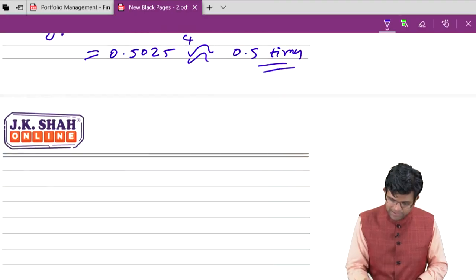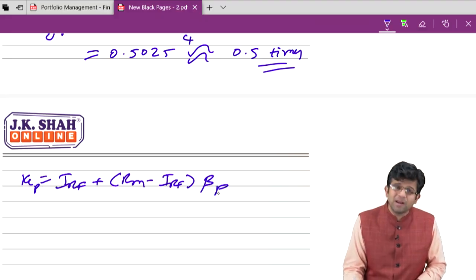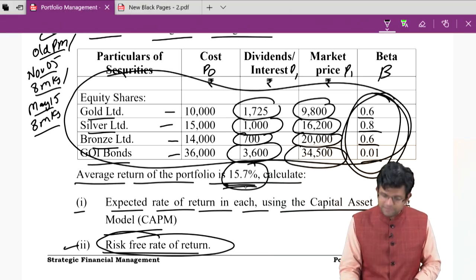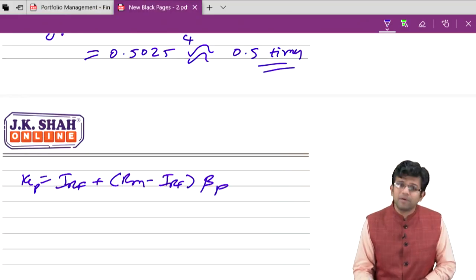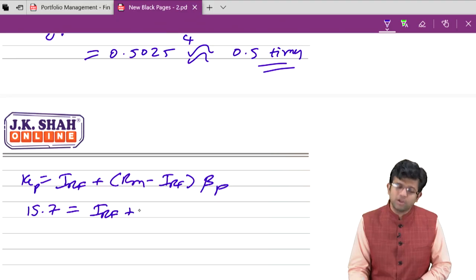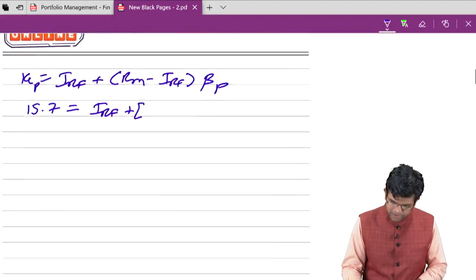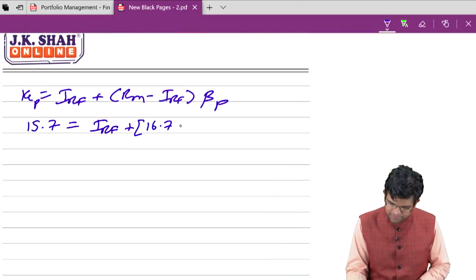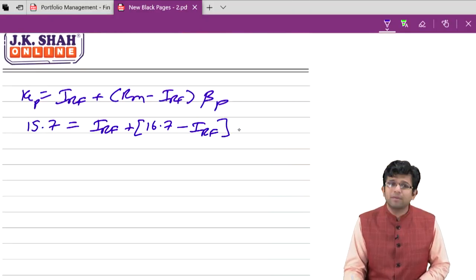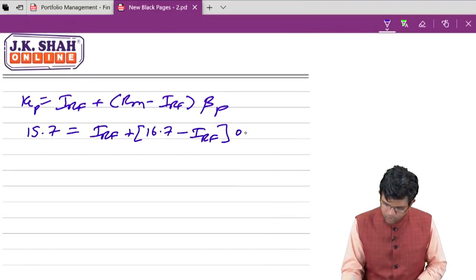Students, let us now calculate KE. What is the formula of KE? KE is equal to IRF plus RM minus IRF into beta. We want the KE of the portfolio, so we'll take beta of the portfolio. But here the KE of the portfolio is already given as 15.7%. So let us put the numbers now here. 15.7 is equal to IRF, which is what we are searching for, plus RM, which we got as 16.7%, minus IRF, into the beta of the portfolio, which we got as 0.5 times.